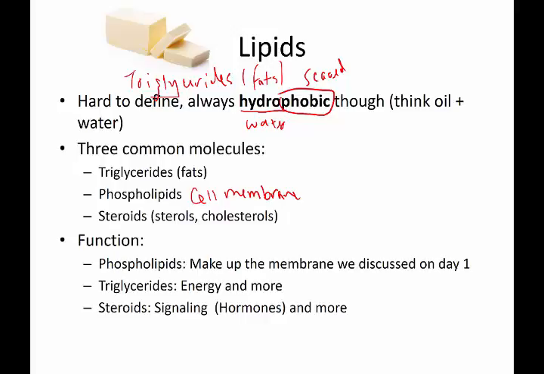As I alluded to, steroids are very important for signaling. These are hormones. Again, testosterone, estrogen, estradiol. Those are all examples of steroids. But again, things like the cholesterol we get from a diet, that is not an example of a signaling hormone. Triglycerides, so fats, as you can imagine, just like carbohydrates, are going to be used for energy. And the phospholipids, again, make up the cell membrane, which we'll talk a little bit more about later in this lecture.